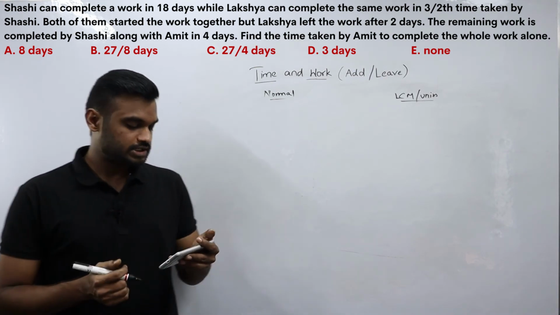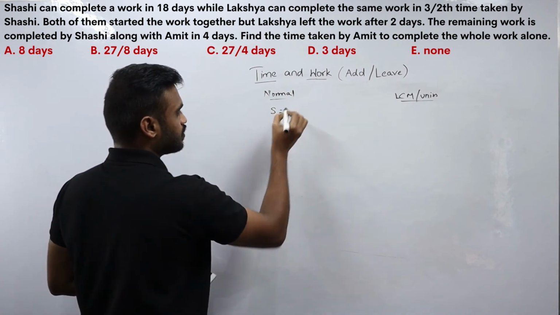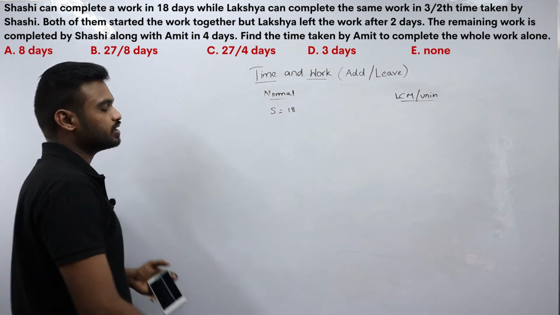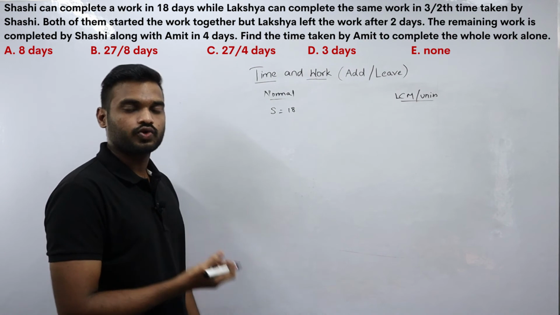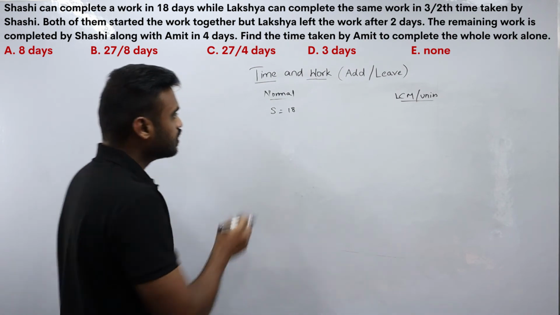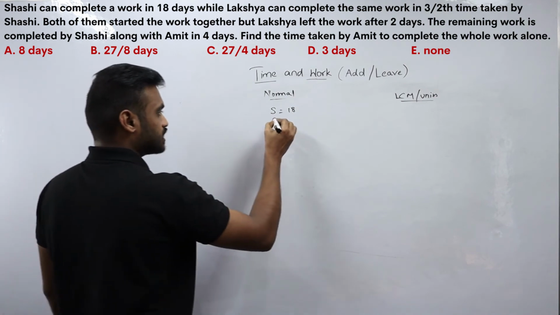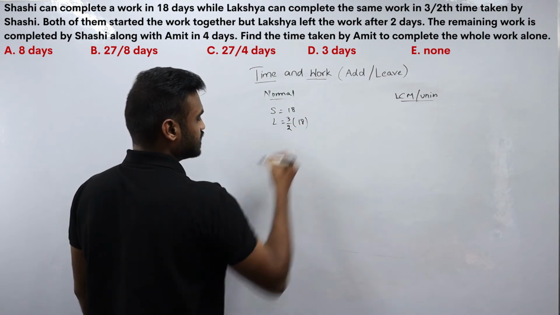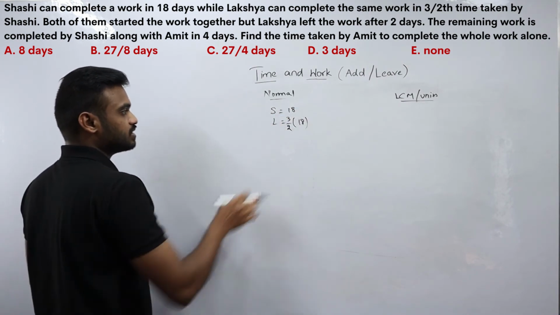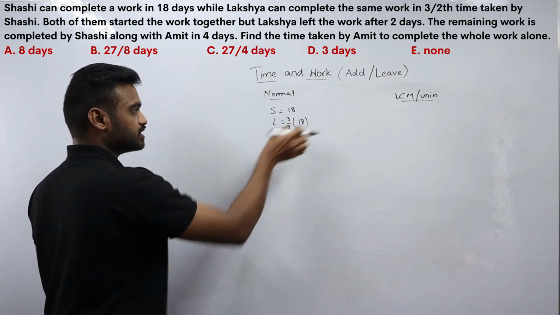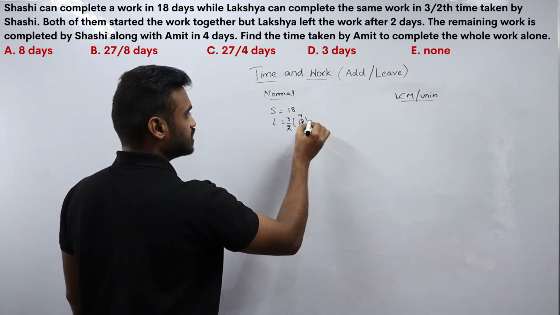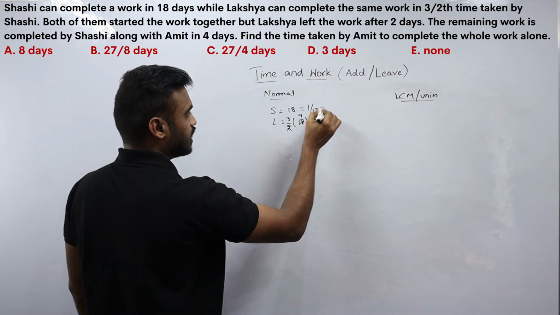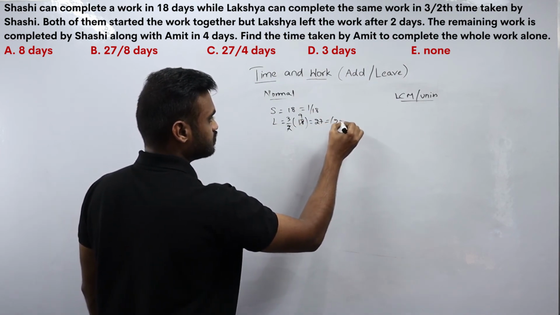We need to find the total time taken by Amit alone to complete the whole work. Shashi can complete the work in 18 days. This question can be solved both in the normal method and the units method. I will solve in both methods so that you can understand how to use them in adding or leaving problems. Lakshya takes 3/2 of the time taken by Shashi, that is 18 days, so we get 2 ones are 2, 2 nines are 18, that is 27 days. Now Shashi's 1 day's work is 1/18 and Lakshya's 1 day's work is 1/27.